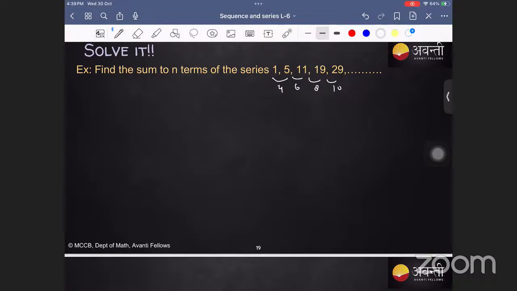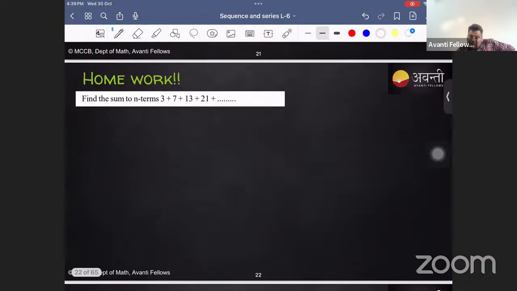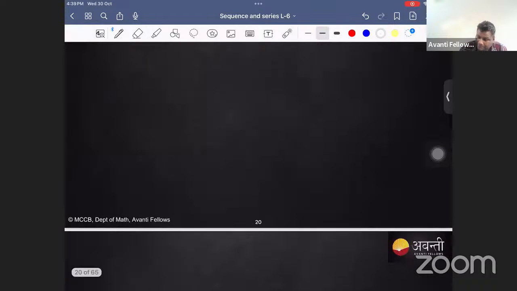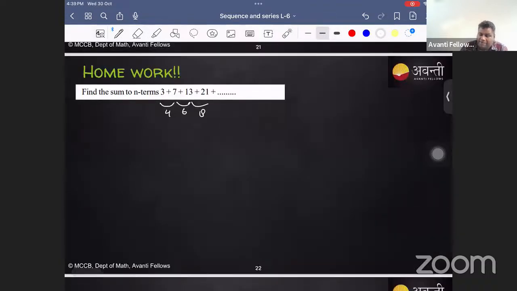Yes, sir. So now let's move forward. How about this one? This is very amazing. Again, same type. What is the gap? 4, gap 6, gap 8. So again the same type, the differences are in AP. Will you be able to do it in your homework?